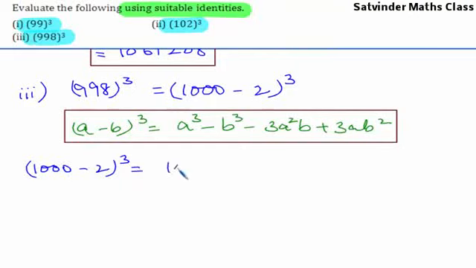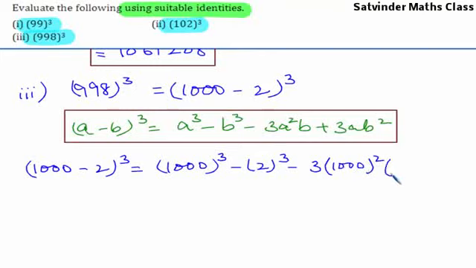This will be equal to 1000 whole cube, which is a cube, minus 2 whole cube, which is b cube, minus 3 into (1000) whole square into 2, plus 3 into 1000 into (2) whole square, which is 3ab square. If you find the value of 1000 cube, you will get a number 1 followed by 9 zeros.